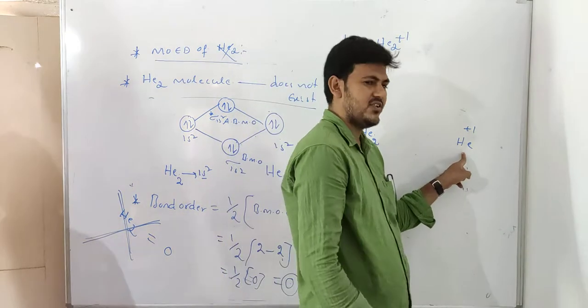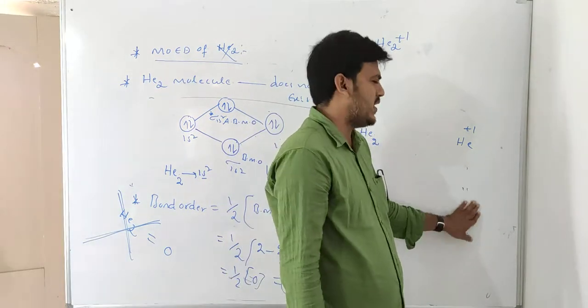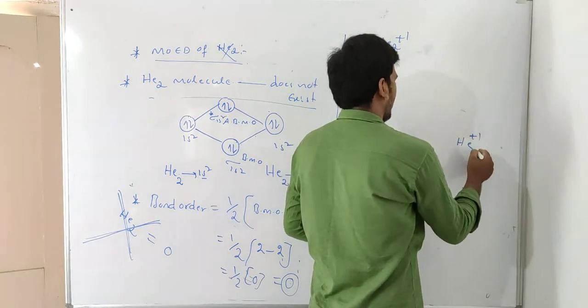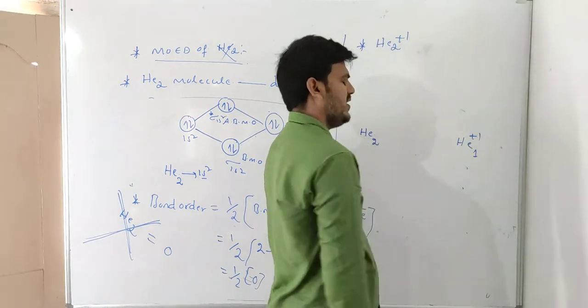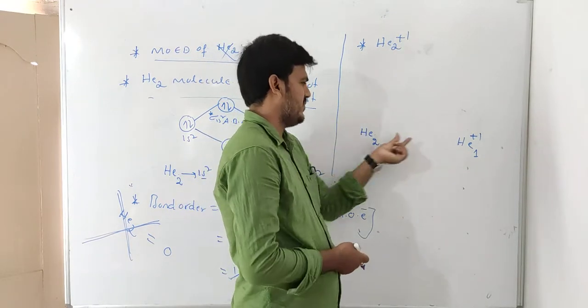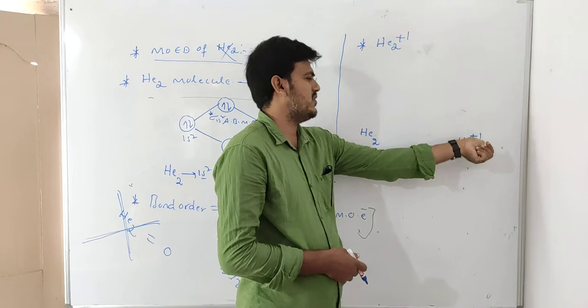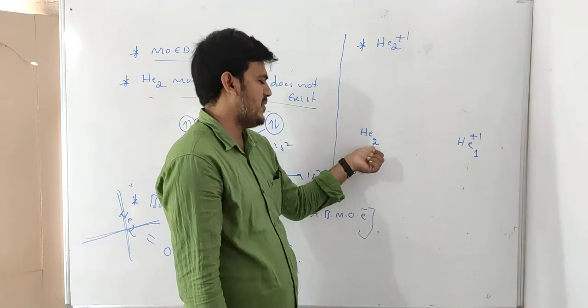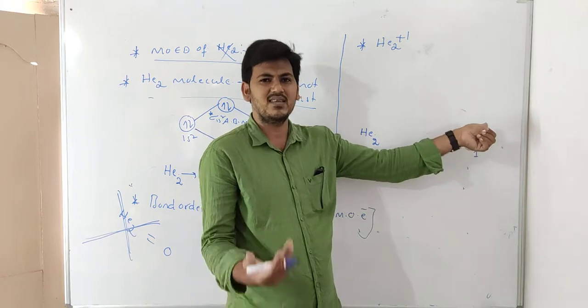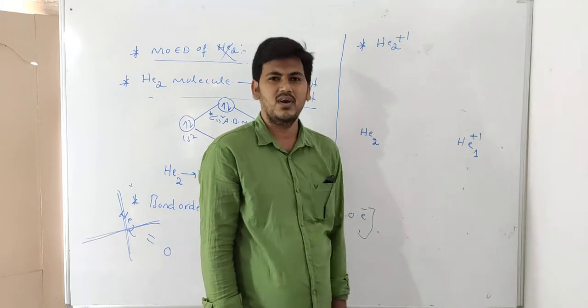Next, helium, actual atomic number 2. Plus 1 means loss of 1 electron, and the remaining electrons are only 1. So helium 2 plus 1. Next, plus 1: actual helium atomic number 2, same helium atomic number 2, but plus 1 means loss of 1 electron. Remaining electrons are only 1.